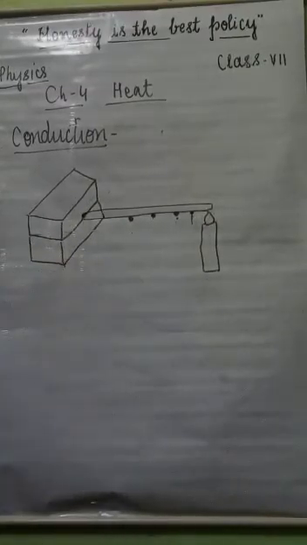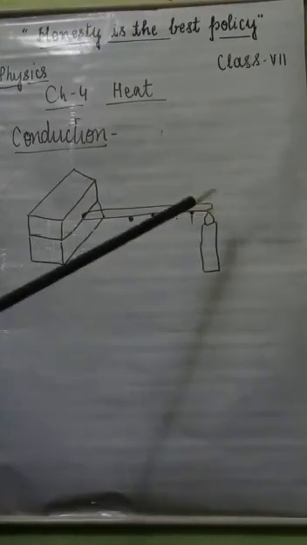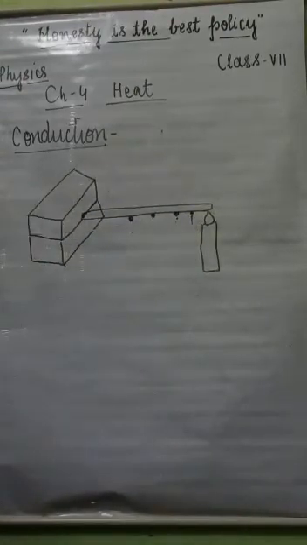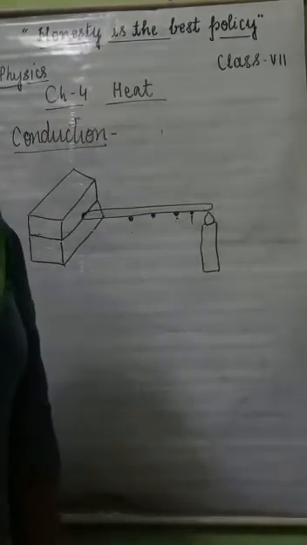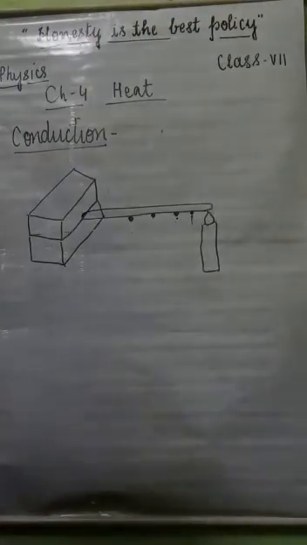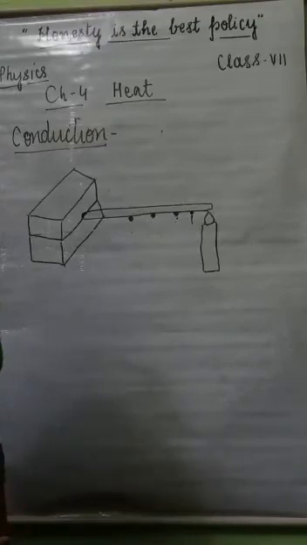The process by which heat is transferred from the hotter to the colder part is known as conduction, and generally heat is transferred by this method in solid substances. Now a question arises: do all substances conduct heat easily? No, there are some substances which conduct heat easily, called conductors, and substances which do not conduct heat easily are known as insulators.